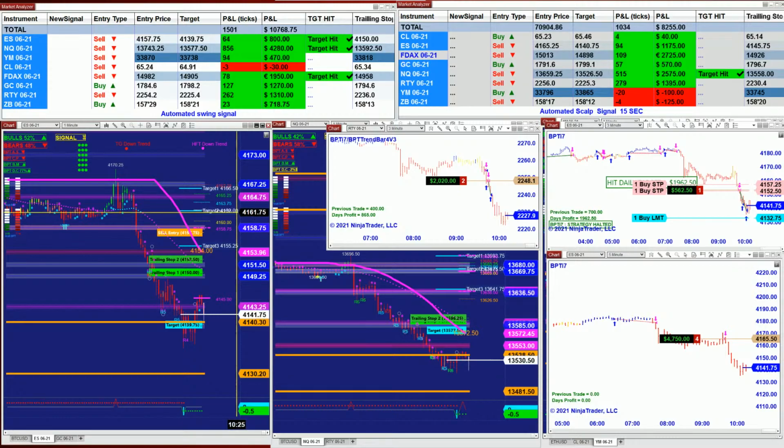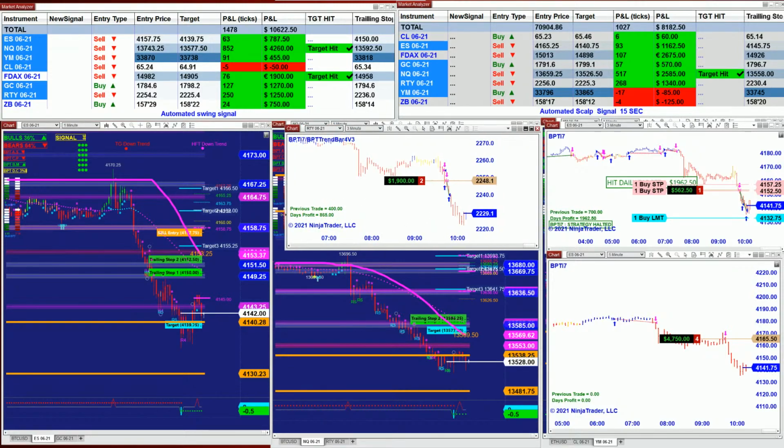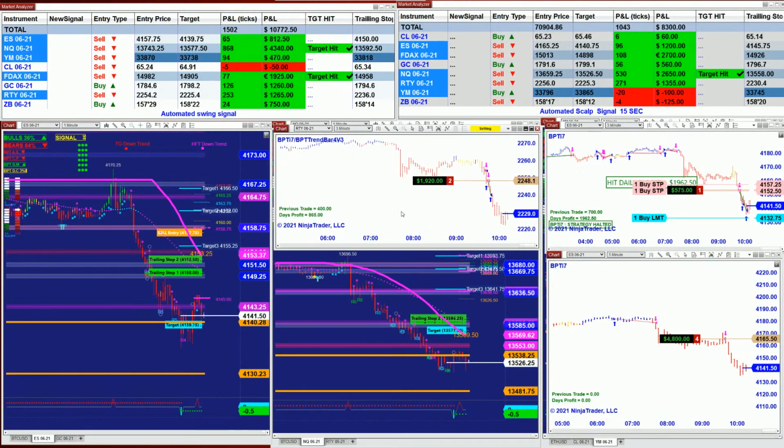Now on the Russell we have 4 contracts. The first two contracts, the first trade was 400, and the first two trades 865, and now we have those two at 1940.